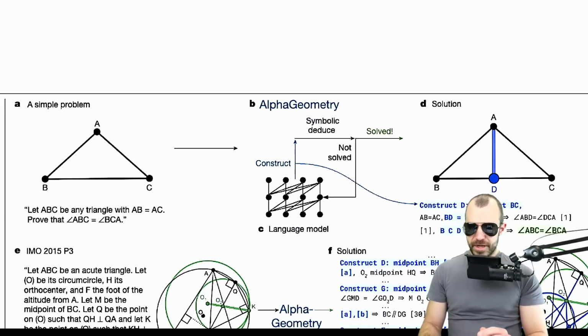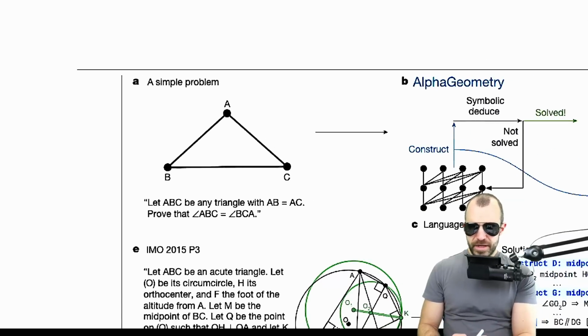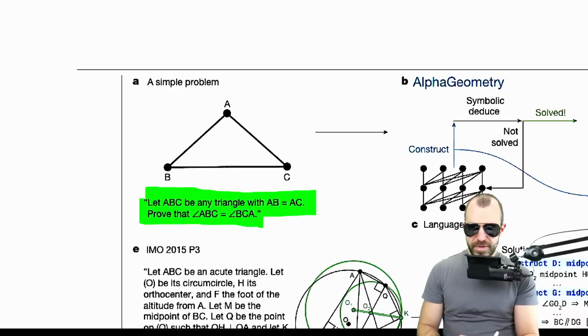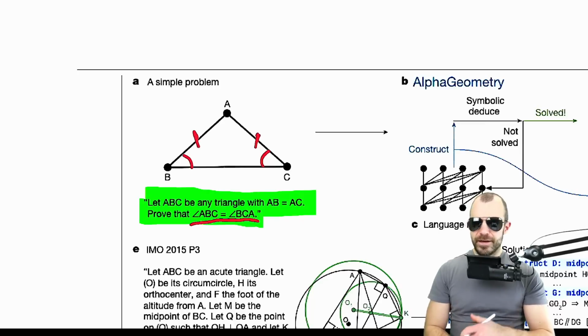So the top is a very simple problem that serves as an example. They say, let ABC be any triangle with AB equals AC. So this is an isosceles triangle, like a triangle. So this here is equal to this here, right? Now we should prove that the angle at B here is equal to the angle at C. How can we do that?